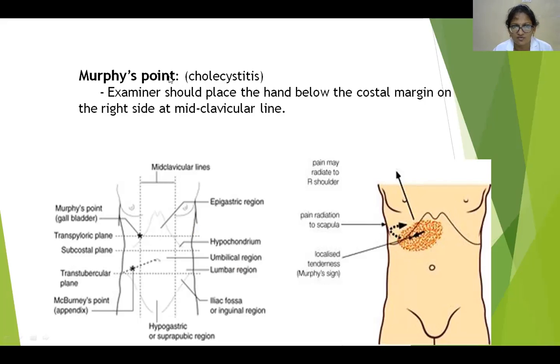Murphy's point. Okay, here you should feel for cholecystitis. Cholecystitis is nothing but inflammation of the gallbladder. Inflammation of the gallbladder is known as cholecystitis. Okay, this is about Murphy's point.